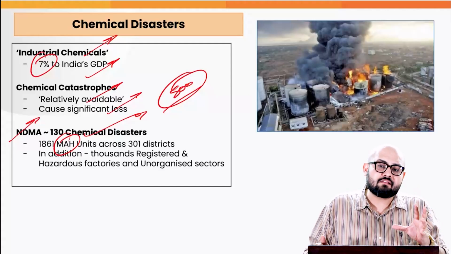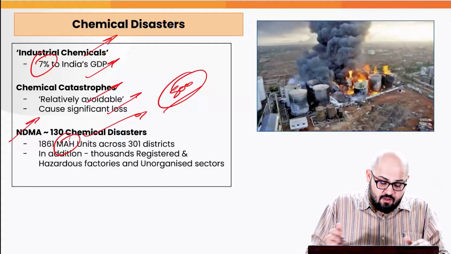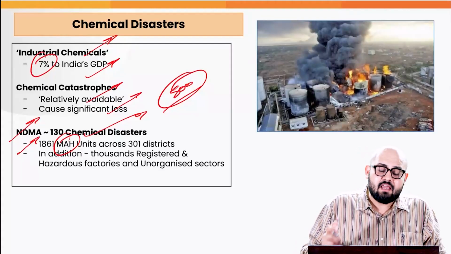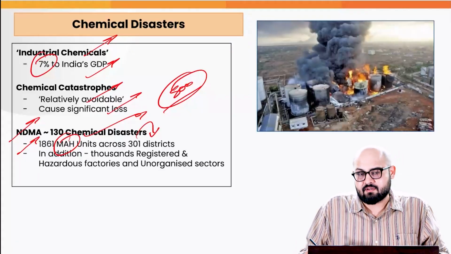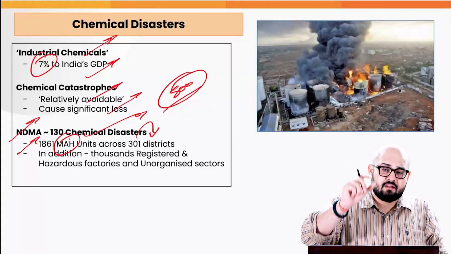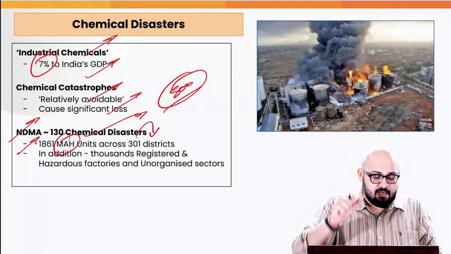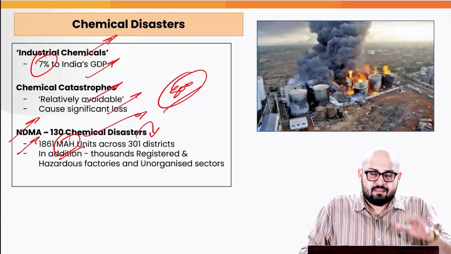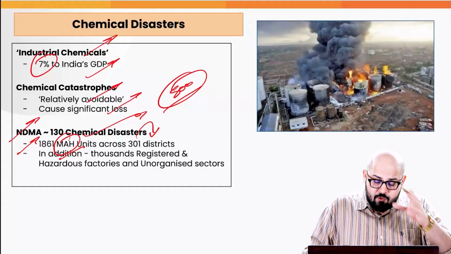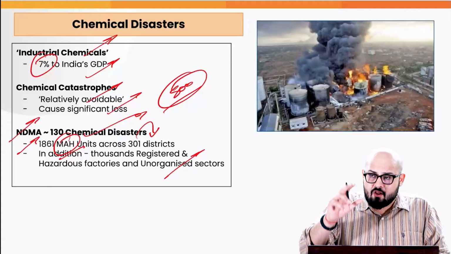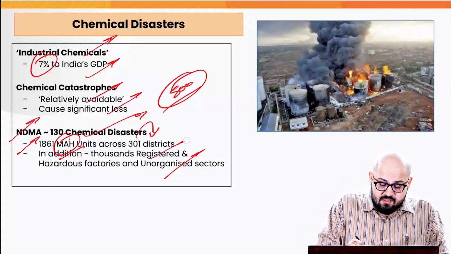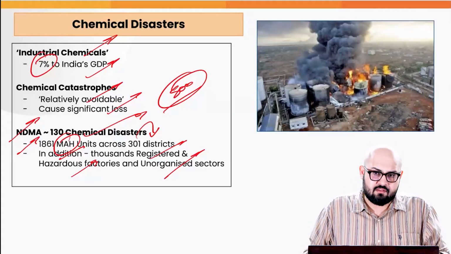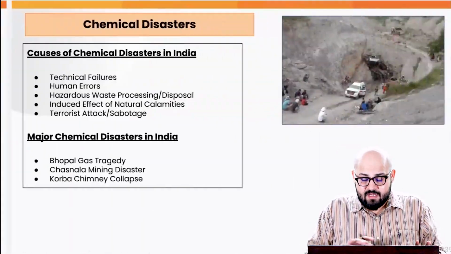So what it has done is come up with a list of 1861 major accident hazard units in the country, which cover almost 301 districts. Now this is on the basis of the disaster risk with respect to that particular industry or area. Also, apart from these units, what you must keep in mind is that we have a huge number of unorganized sectors, unorganized industries. Also, we have some registered but hazardous factories, which also pose a huge disaster risk, right? So again, understand, this is a very serious concern.